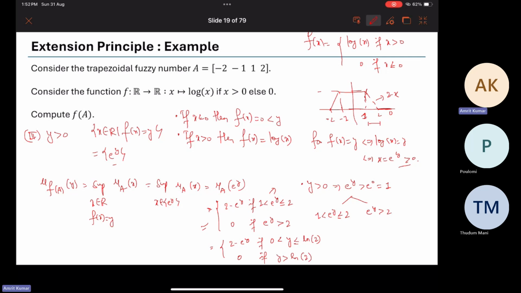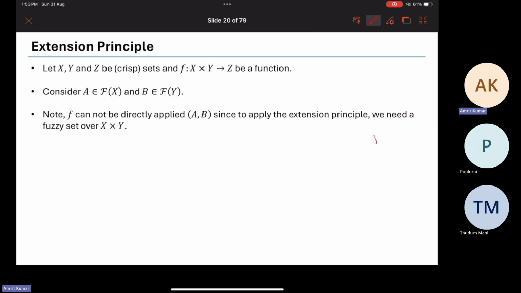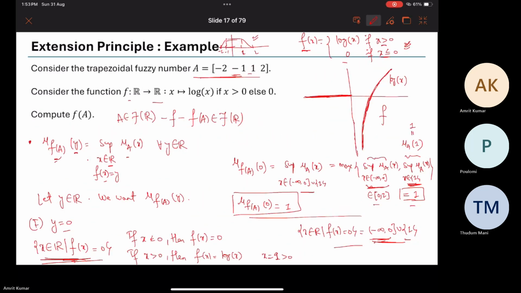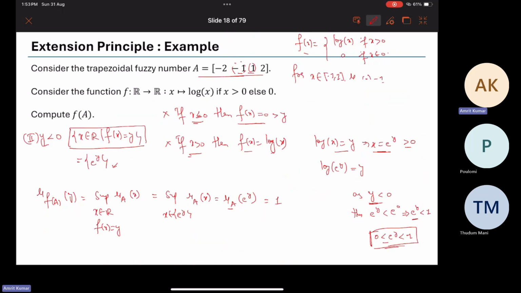So when y is greater than 0, the membership of y in f of A is 2 minus e to the power y when y is between 0 and ln 2, and it is 0 when y is greater than ln 2. When y is equal to 0, membership is 1. When y is less than 0, membership of y in f of A is again 1.